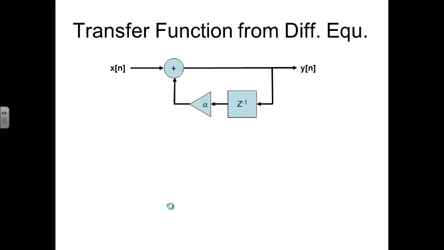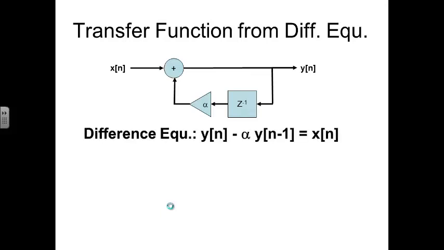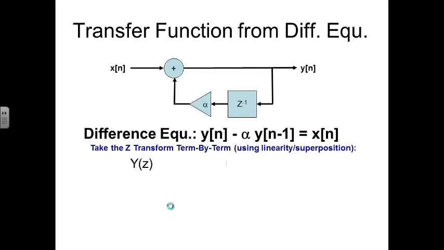You give me a block diagram, you give me a difference equation, and I can extract the transfer function really easily by taking the original difference equation and now Z transforming it term by term. So take every one of these terms, Z transform them. Because the Z transform is a linear operation, we can add them up. So if I transform y of n, it becomes Y of Z. Minus alpha y of n minus 1 becomes minus alpha Y of Z with a delay. And a delay by 1 is a multiply by z to the minus 1.